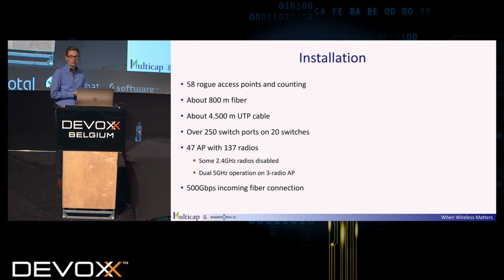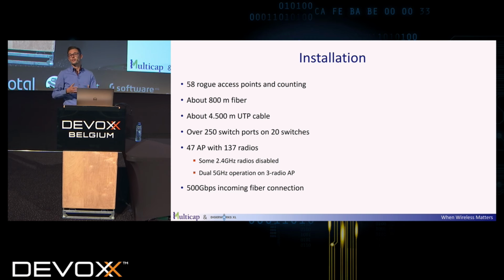In order to do this, we have used about 800 meters of fiber cable. We have about 4,500 meters of UTP cable. There are 250 access ports on about 20 switches. And we deployed about 47 access points in all of these rooms, which you can see mounted against the trusses and in front of some rooms. So the placement of the APs is not ideal, but as with everything about a temporary conference and any temporary setup, we all live with what we can do.